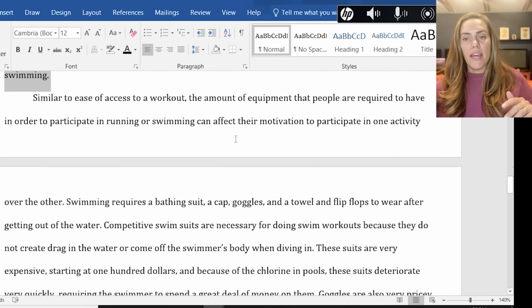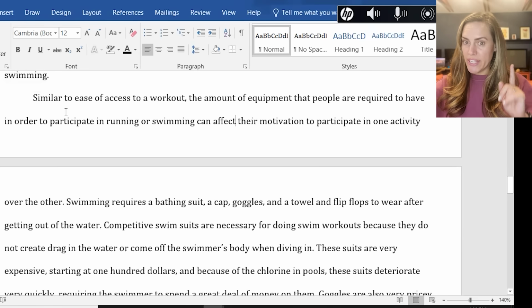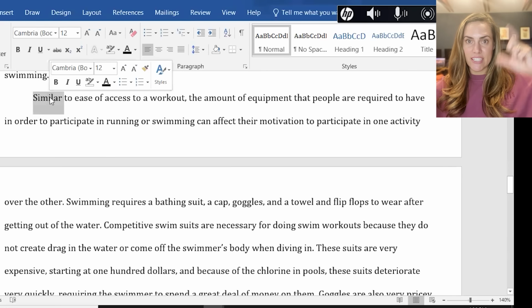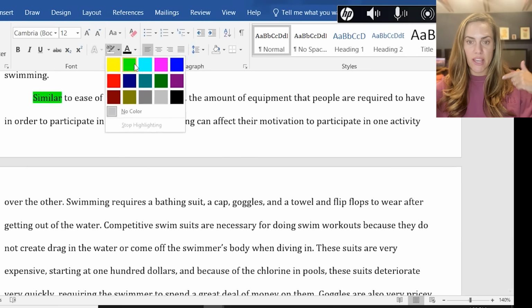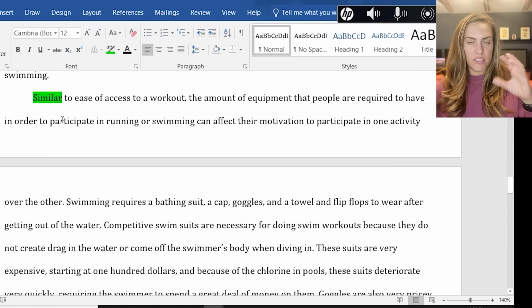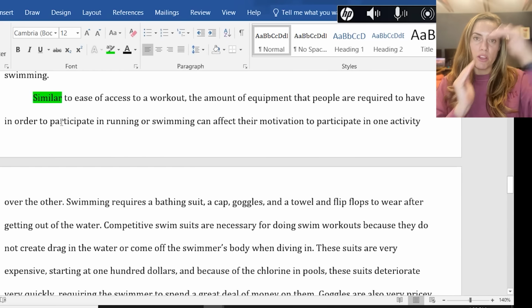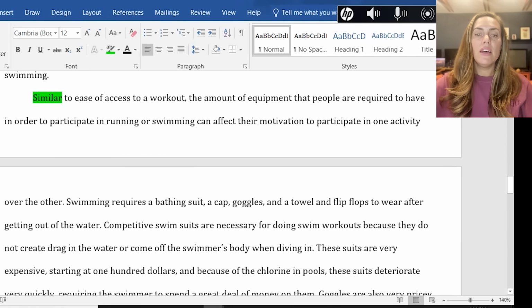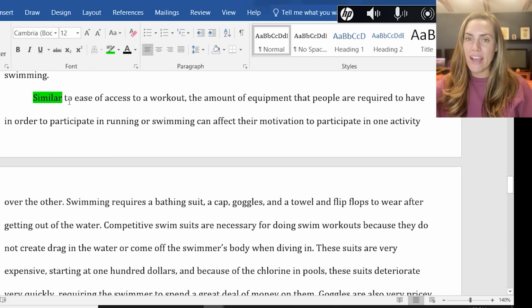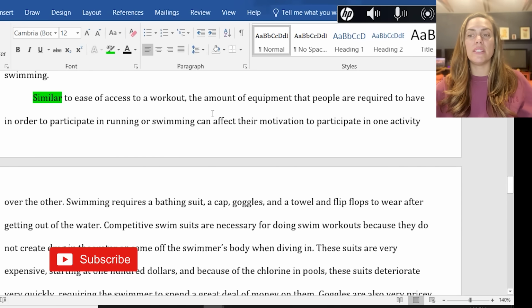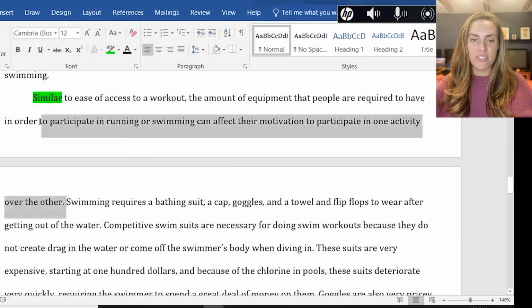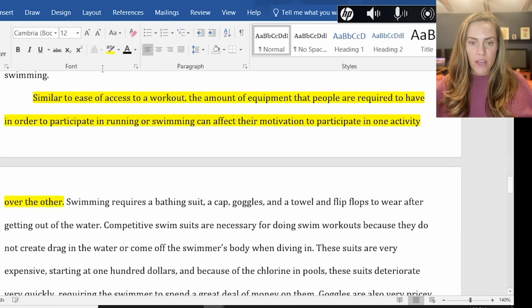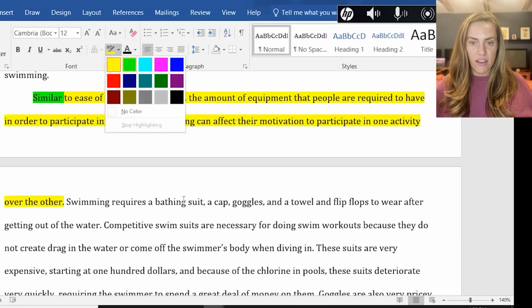All right, next point. Similar to ease, so here I'm actually connecting these 2 paragraphs with this transition word. I'm saying similar, so I'm going to use this as one of those transition words. I'm trying to connect and compare. Similar to ease of access to a workout, the amount of equipment that people are required to have in order to participate in running or swimming can affect their motivation to participate in one activity over the other. So here I'm going to highlight that in yellow. Because that is the point.